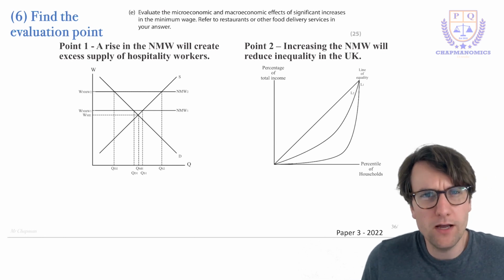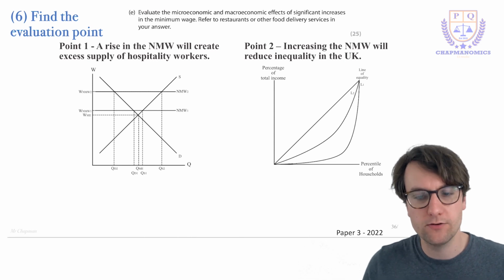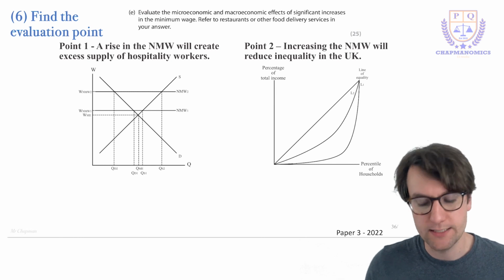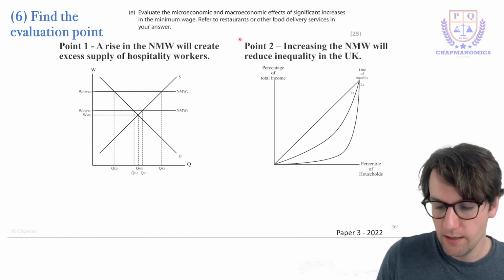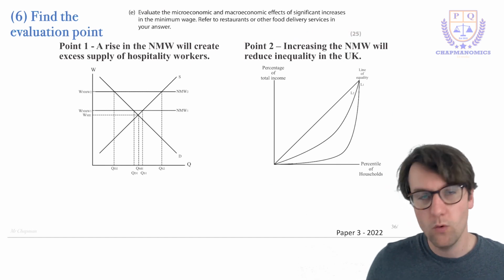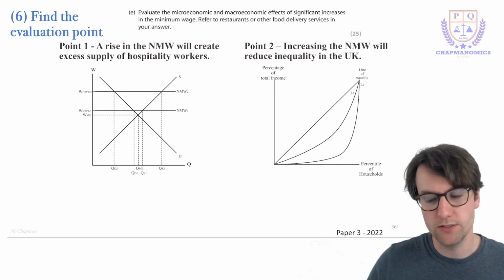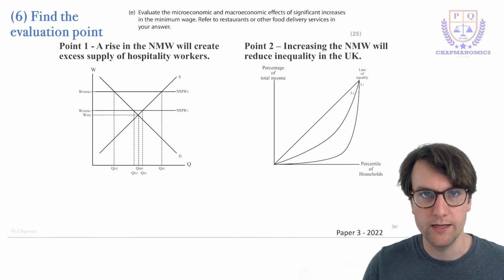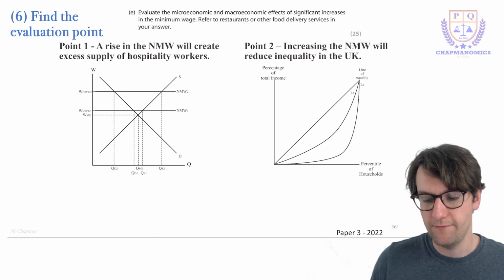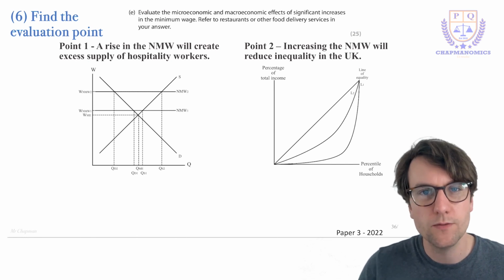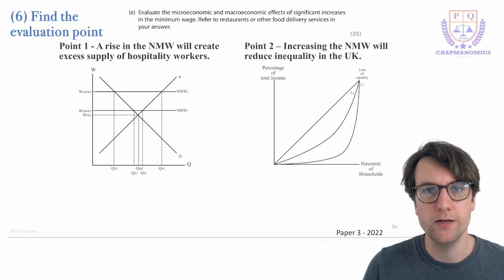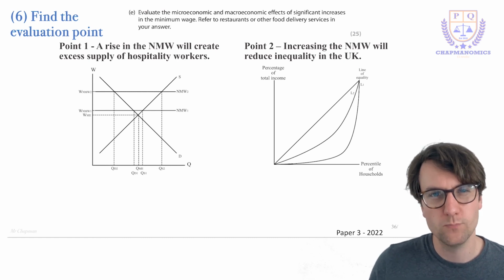So what might mean that the national minimum wage increases, but we don't actually see excess supply of hospitality workers? Secondly, increasing the national minimum wage will reduce inequality in the UK. Well, what might mean that an increase in the national minimum wage won't reduce inequality in the UK? What else might be happening that might counteract the effect of the national minimum wage? So pause the video, give it a go for yourself, see if you can come up with those evaluative points, and then we'll go through it together. Pause the video now.